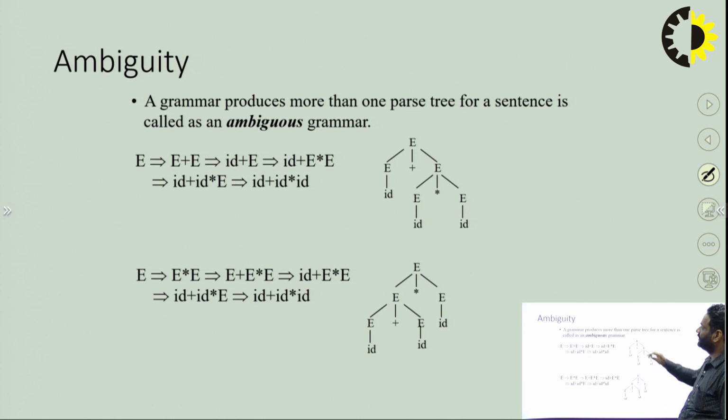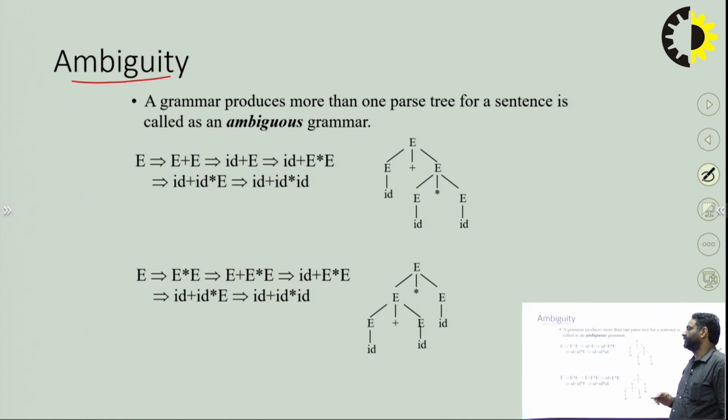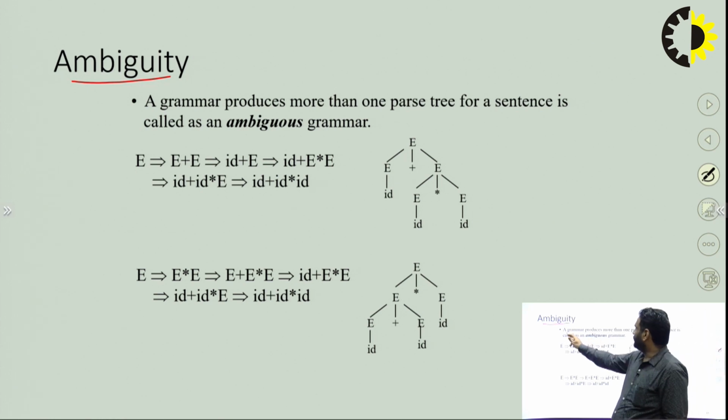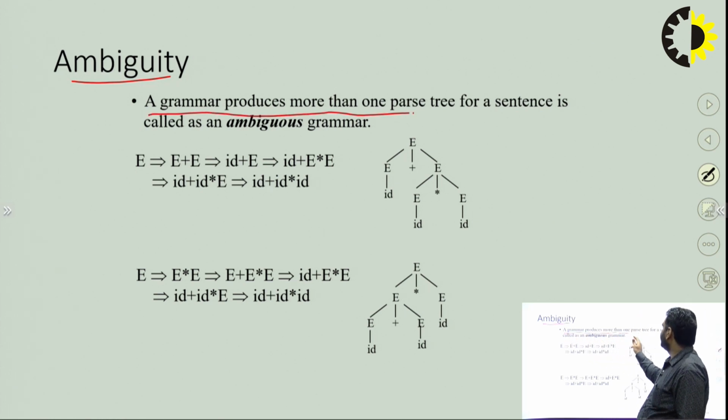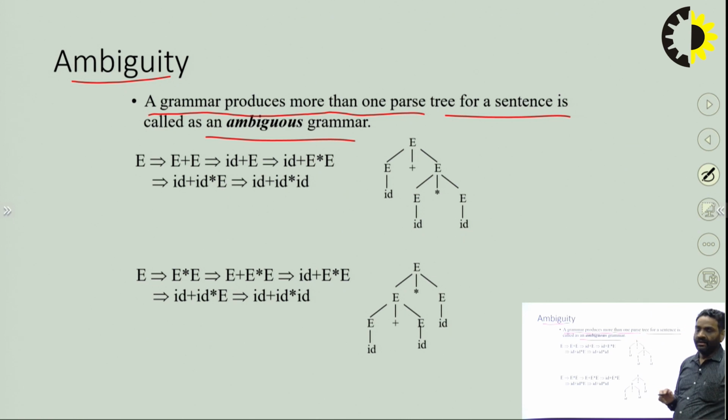Now the next topic is also a very interesting topic, that is ambiguity. What is ambiguity? Let's talk about it. When a grammar produces more than one parse tree for a sentence, it is called an ambiguity. You know very well what a parse tree is.